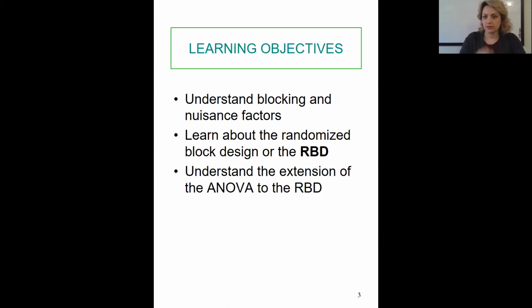We want to understand the meaning of blocking and the nuisance factors that we have. We want to learn about the randomized block design, or we can write it down as RBD as well. And we want to understand the extension of the ANOVA table when we use the RBD. The ANOVA table is the same as the analysis of variance table, the same table that we had before. We saw that in chapter 4.